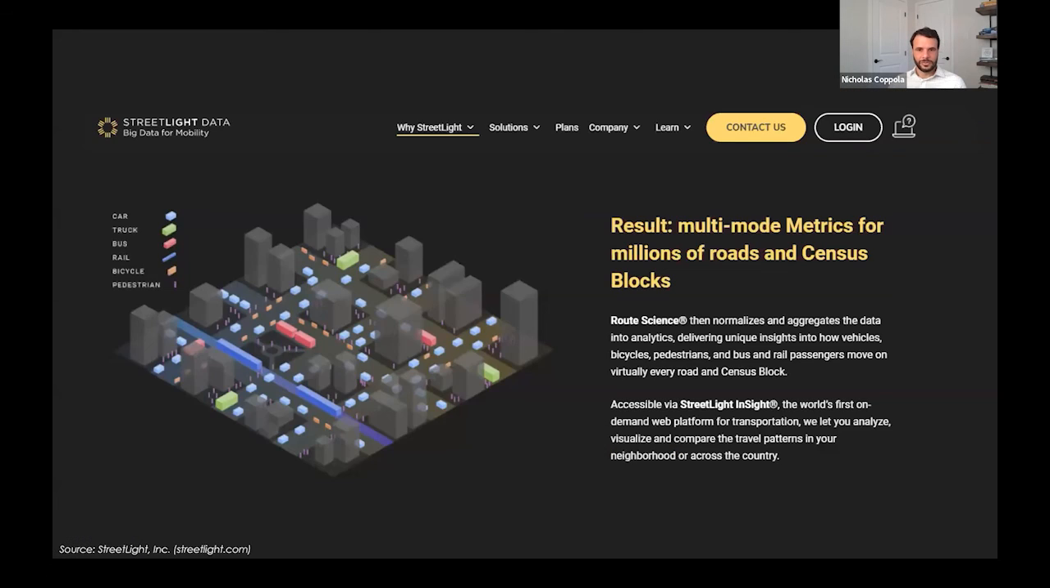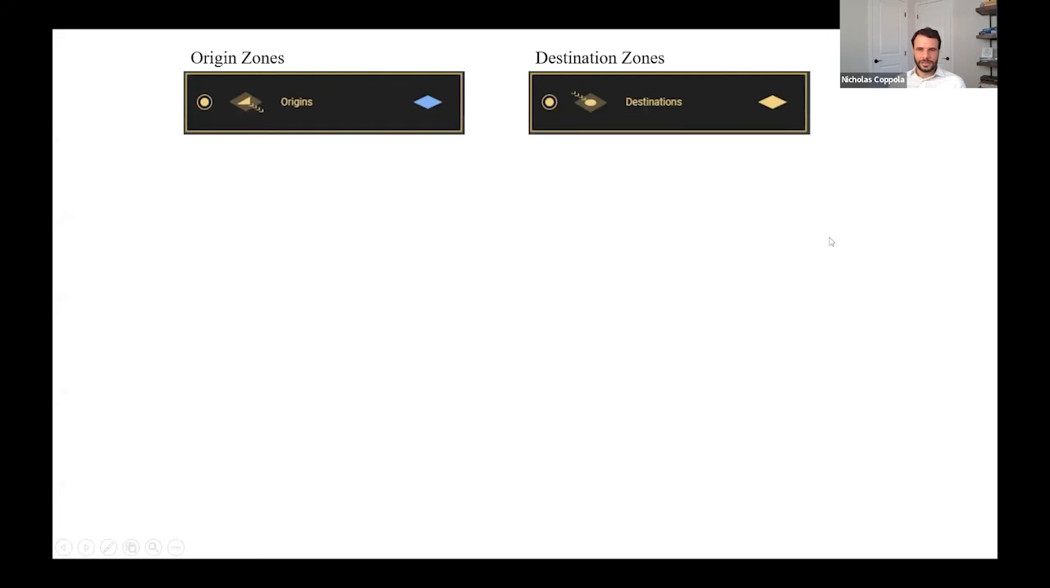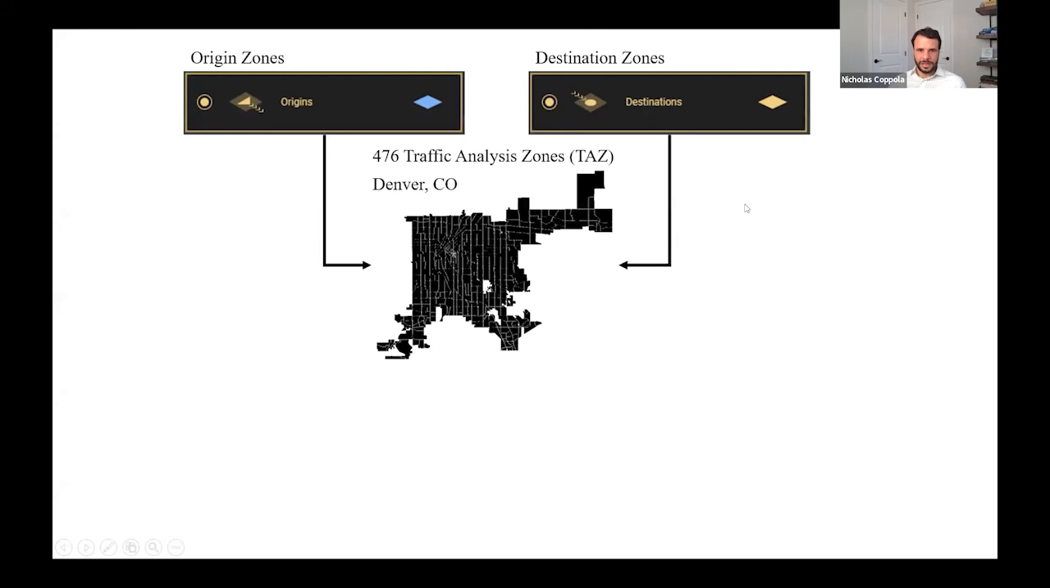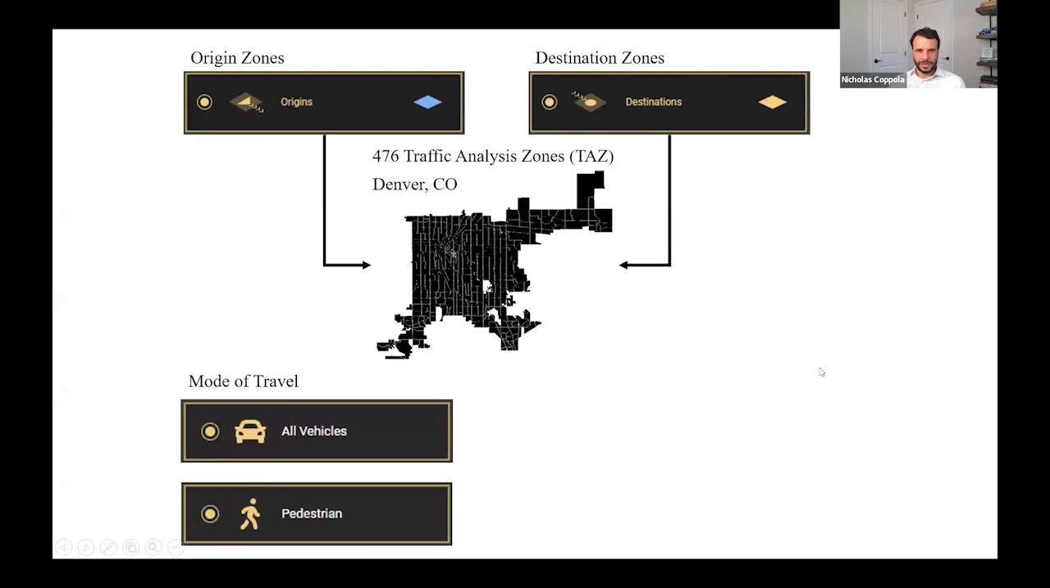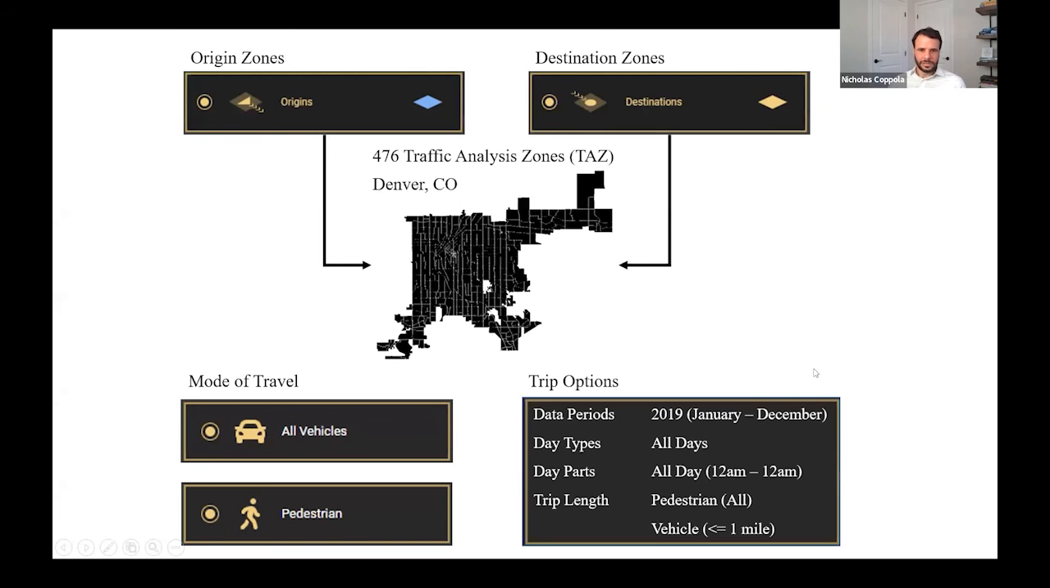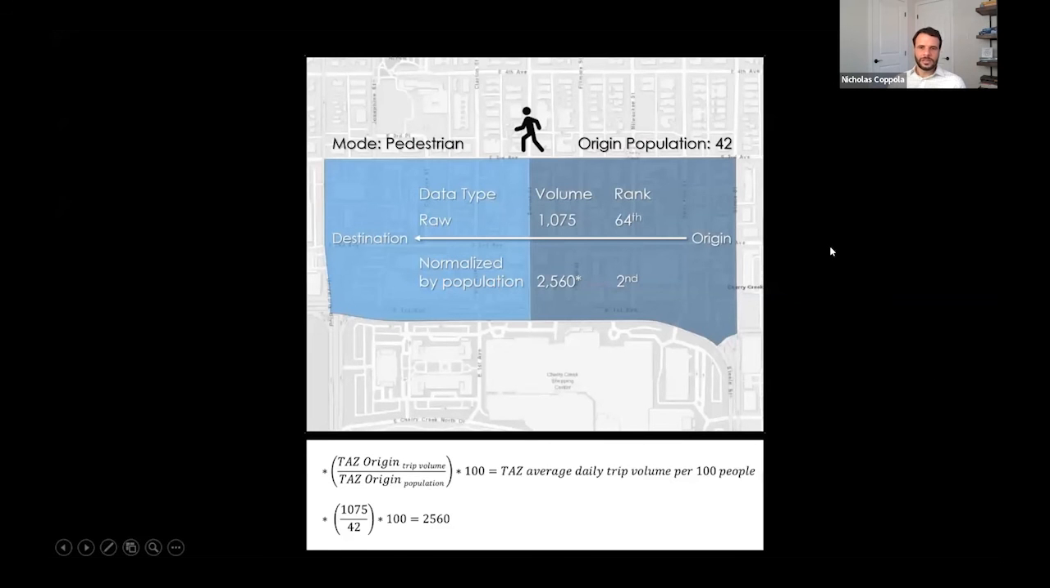So data from cell phones and from GPS tracking devices on vehicles. And this is made available from street-light data. So street-light data gives us basically origin zones and destination zones that we were able to look at throughout the city of Denver. So we looked at all 476 traffic analysis zones in the city. We looked at short vehicle trips as well as all pedestrian trips. In addition to that, we also normalized the data by the population so as to make sure that we were not overlooking any TAZs that had a small population.